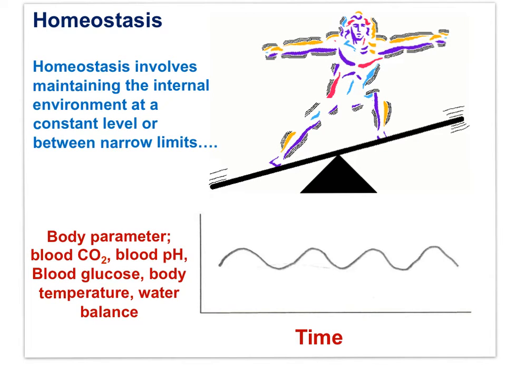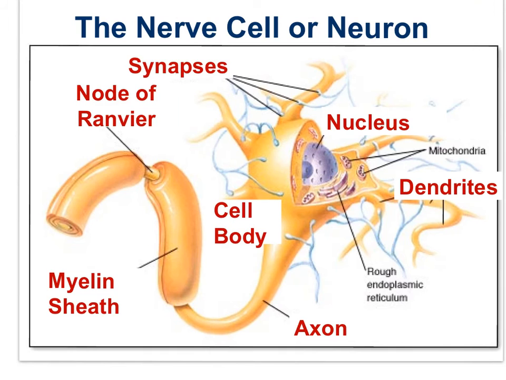When a body parameter, such as blood CO2 or blood glucose or blood pH or body temperature or water balance, is measured over time, displaying an oscillating curve such as this one, we have evidence of homeostasis and we have evidence of negative feedback. As the system changes in one direction, negative feedback mechanisms return the system to equilibrium, balance. As the system changes in this direction, negative feedback mechanisms return the system to equilibrium, balance, and so on over time. Now let's look at a nerve cell, also called a neuron.